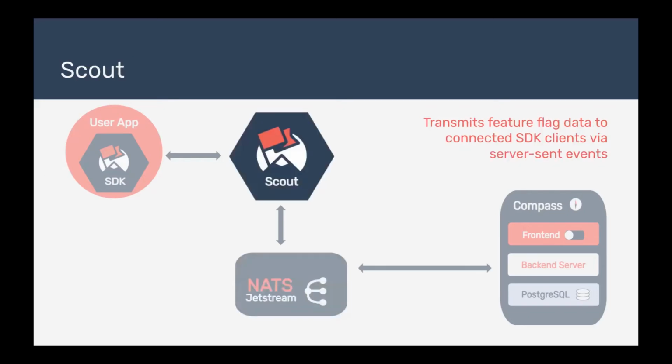Scout is a daemon that the Pioneer team built to act as the interface between Compass and the SDK embedded in a client's application. You can think of Scout as being the distributor of flag data. A persistent HTTP connection is formed between Scout and SDK clients. It is through this HTTP connection that Scout sends feature flag data as a server-sent event, also called SSE.